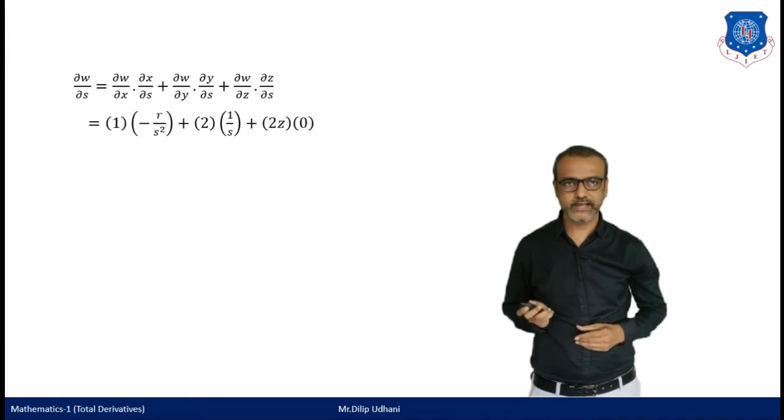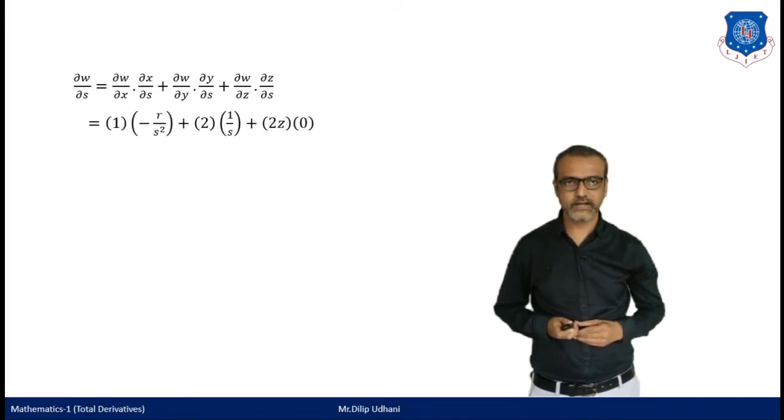Now we have to find del x by del s, del y by del s, and del z by del s. So x equals r upon s. So del x by del s: r will be constant, and the derivative of 1 upon s is minus 1 upon s square. So we have del x by del s equals minus 1 upon s square.